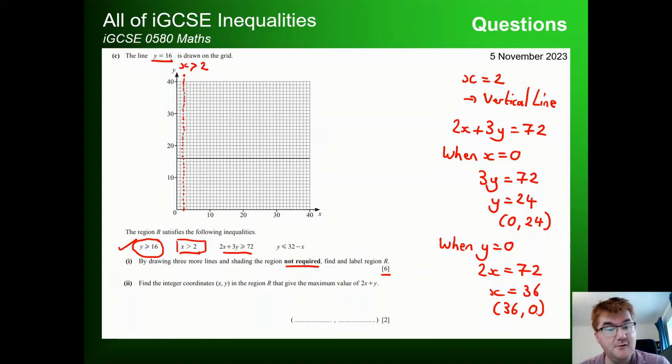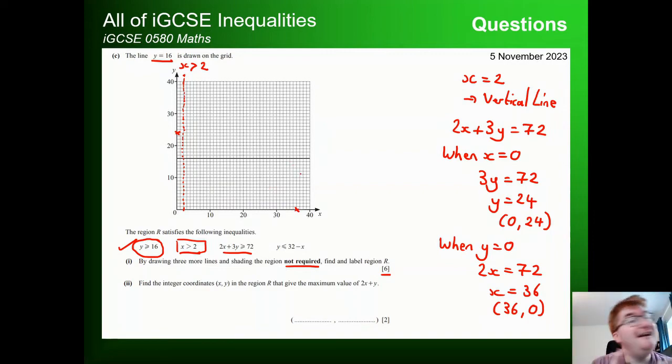So I'm going to put those 2 points in here. So we have (0, 24). So we're going up in ones here. So 1, 2, 3, 4. So I'm going to pop that in. And then we have (36, 0). So we go along the x-axis and we go 1, 2, 3, 4, 5, 6. And pop that in. And what we do at this point is we can simply just connect up the dots.